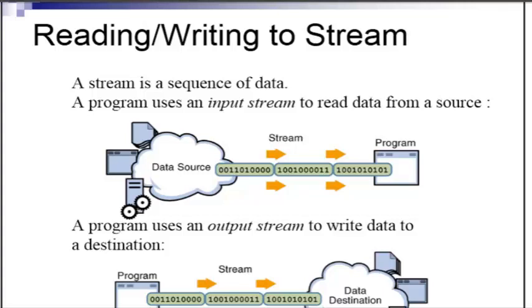It's a sequence of data. It could go from a source to the program, so we need an input stream to read the data from the source. A source could be a database, a file, a network, or something else. You need an input stream to get it into our program, and similarly you need an output stream to write data to the destination.